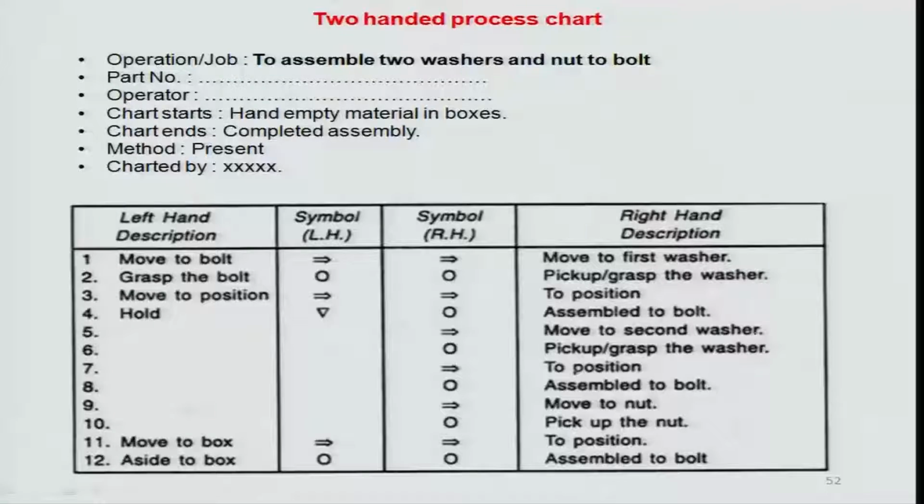We have another process chart, where again the same thing, representing the right hand motion with respect to the left hand motion. This is an assembly operation that we are recording here for 2 washers and a nut fitted to a bolt. Okay. So, there are certain part numbers associated, there are operators who are associated, you can record them. Then you also give a time point which started the chart. So, the chart starts typically when both hands are empty and materials are in their boxes.